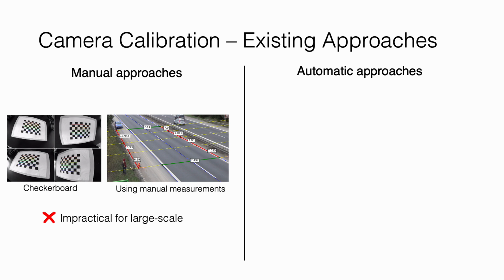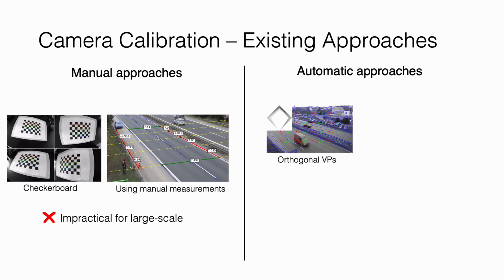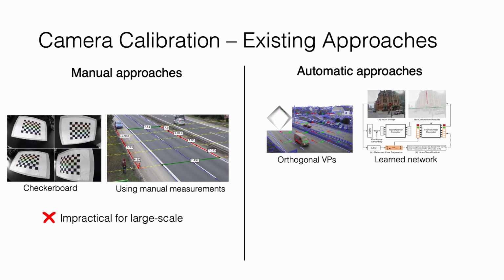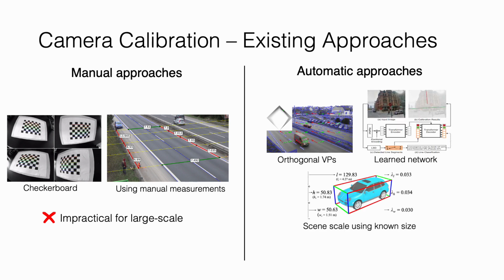On the other hand, automatic approaches have tried to detect orthogonal vanishing points, such as lane markings or vehicle motion, or learn a network to regress camera calibration parameters, or use known dimensions such as vehicle size to obtain the metric scene scale. However, these methods are usually not accurate enough and do not work well on our out-of-distribution data, such as traffic camera viewpoints.